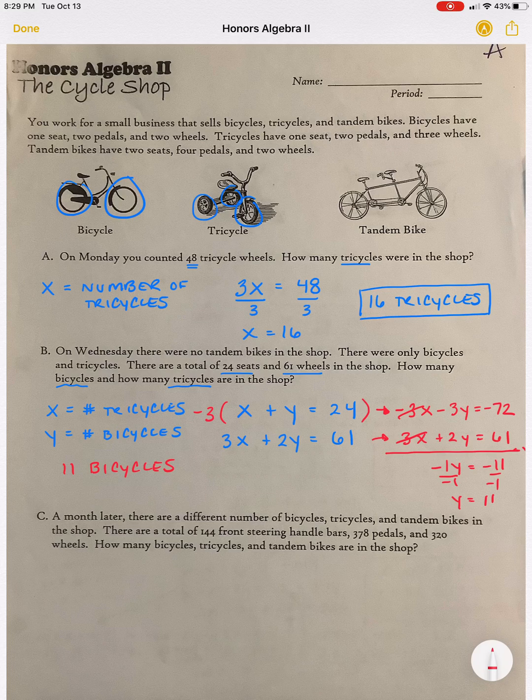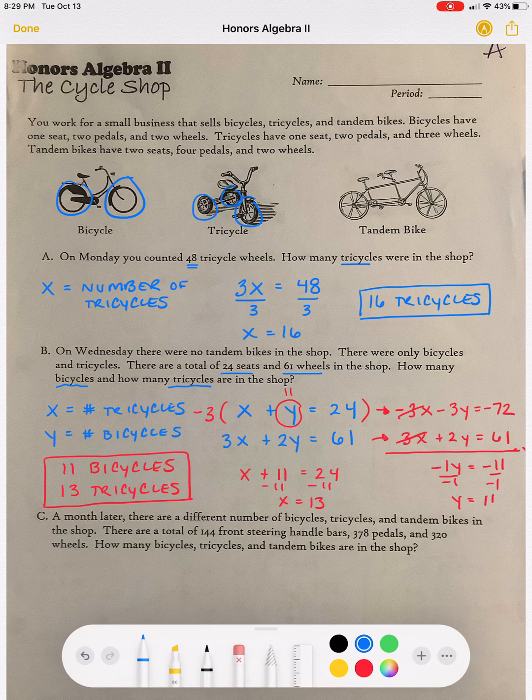So what if we took our y equals 11 and plugged it back into one of the equations? Well, I think the top equation would probably be the easiest. x plus, let's plug 11 in for y, is equal to 24. And when I minus 11 from both sides, that's how I got x equals 13. And x, again, represents the number of tricycles. And so that's where I got my answer for part B.